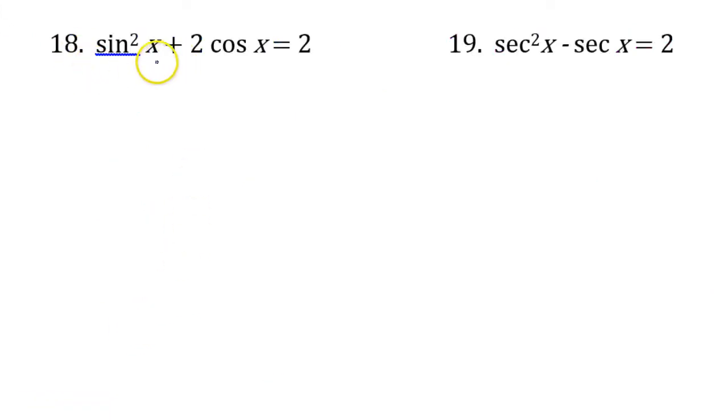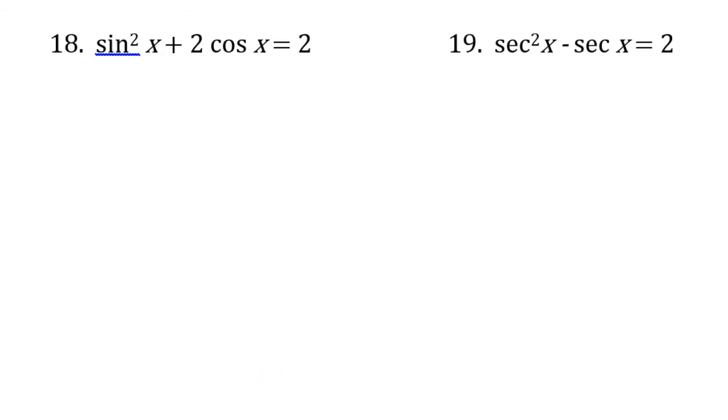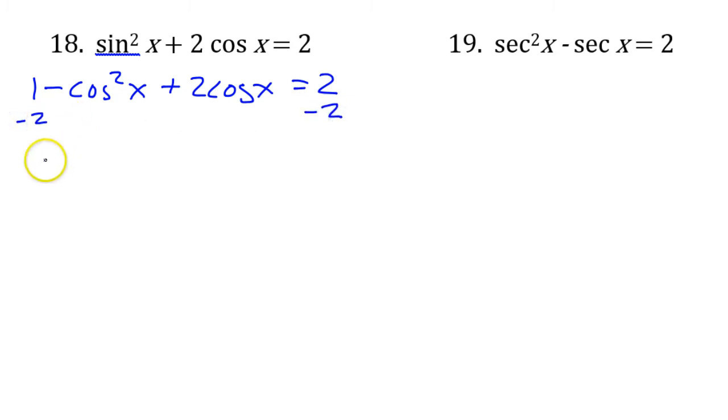Okay, take a look at number 18. We have sine and cosine, so I really want all one type. Sine squared x, let's remember our Pythagorean identities. Sine squared is equal to 1 minus cosine squared. So let's make that substitution. So this will become 1 minus cosine squared, and then the rest of it. Okay, now let's get 0 on one side by subtracting 2 from both sides.